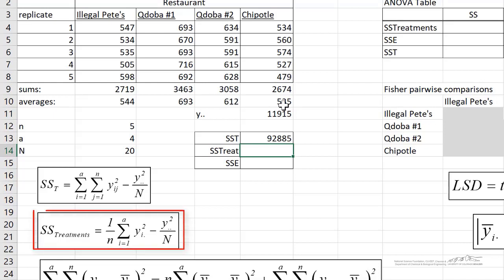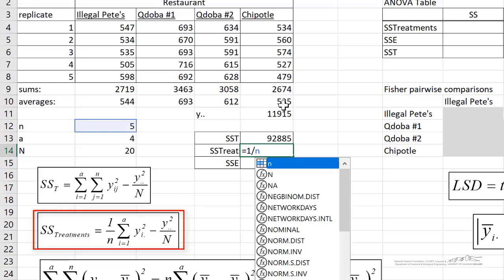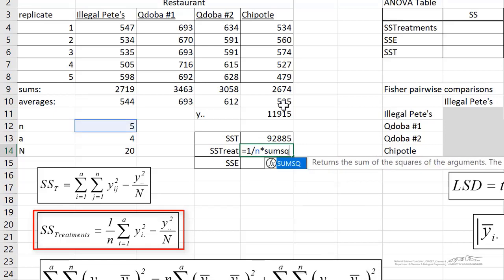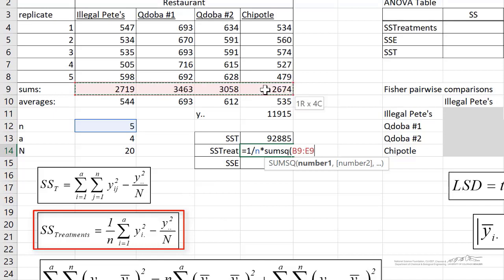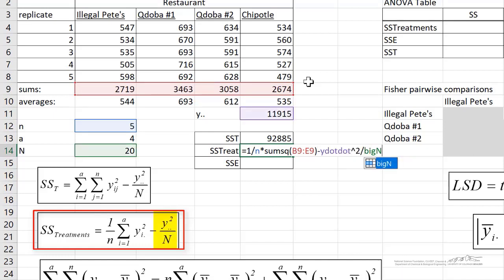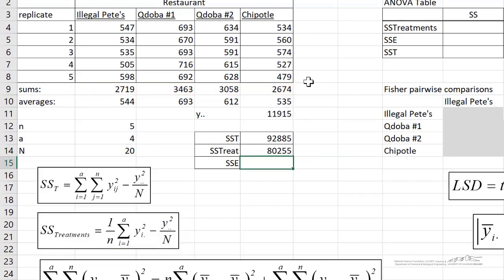We can use this second formula down here to calculate the sum squared of the treatments. That's equal to 1 divided by little n times the sum squared of our yi dots. Our yi dots are the sums of our treatments. All right, so that's why we calculated the sums of the treatments up here. That's going to square each of those and sum them. And then outside, we're going to subtract y dot dot squared divided by big N. So that's that formula there. The treatment sum of squares is equal to about 80,000.